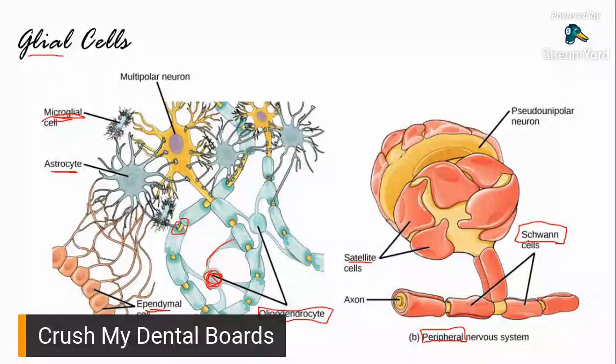See this one? So it has extensions. And these extensions would actually wrap around your axon, forming your myelin sheath. Okay? That's your oligodendrocyte. Now, for the Schwann cells, if you would notice, I guess they're more personal.